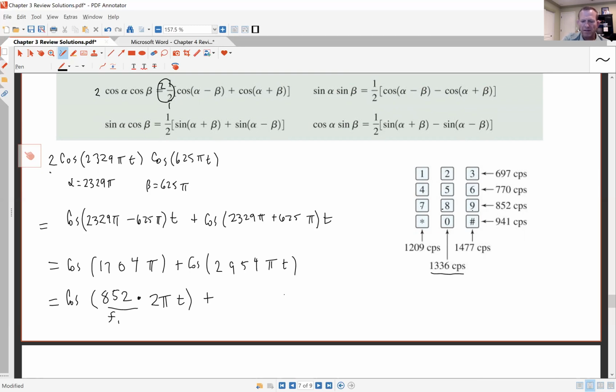Plus cosine, dividing that by 2 gives us 1477 2 pi t. So that's frequency 2. We find 1477, and where that matches 852, we've pressed button 9.